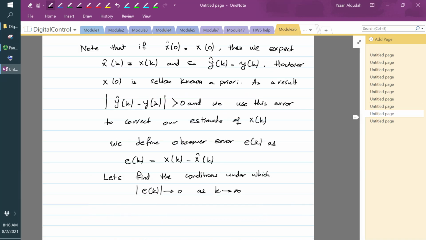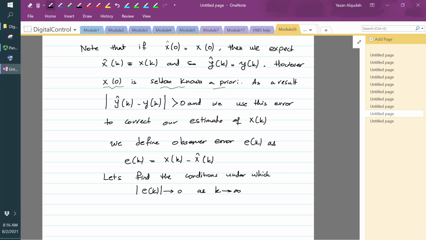However, what happens is that the initial conditions are seldom known a priori. I might not have access to the initial conditions of the system, and therefore I might start with an error in the estimation of the output.